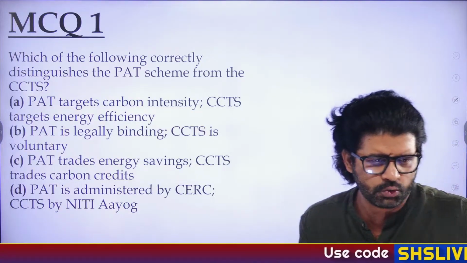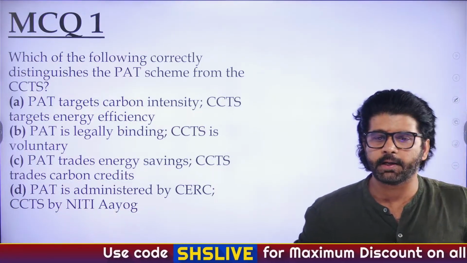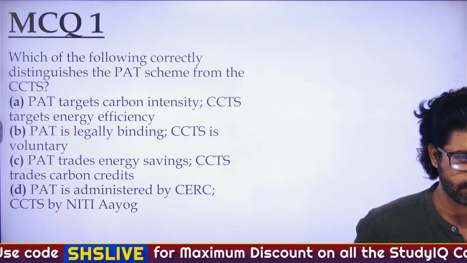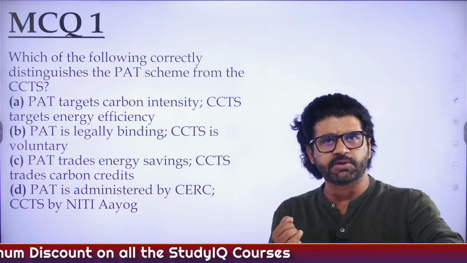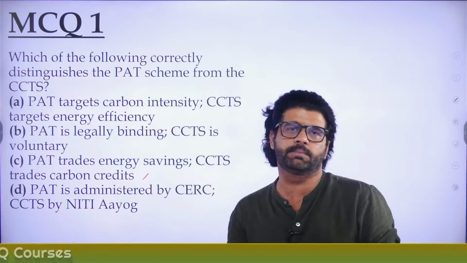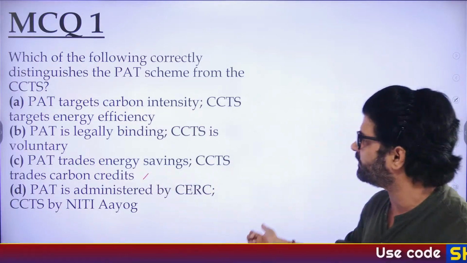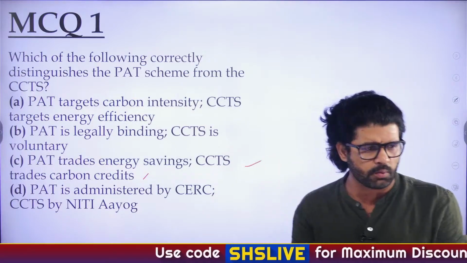So PAT, Perform, Achieve, Trade, focuses on energy saving. CCTS talks about carbon credit, carbon efficiency, not energy efficiency. They sound the same, but they're not the same. C is the answer as stated by almost all of you.